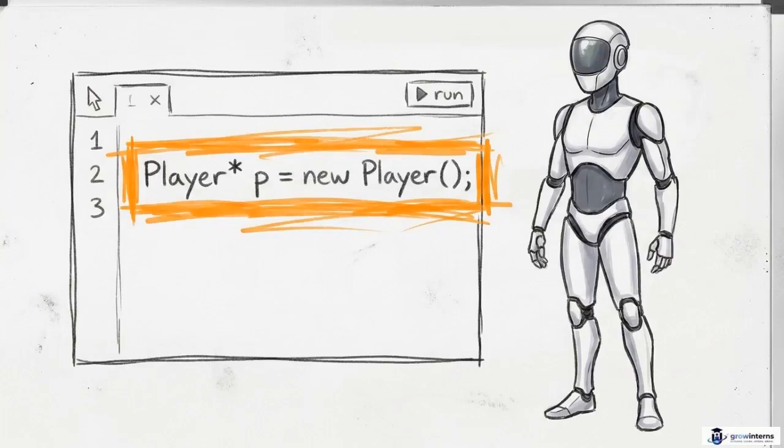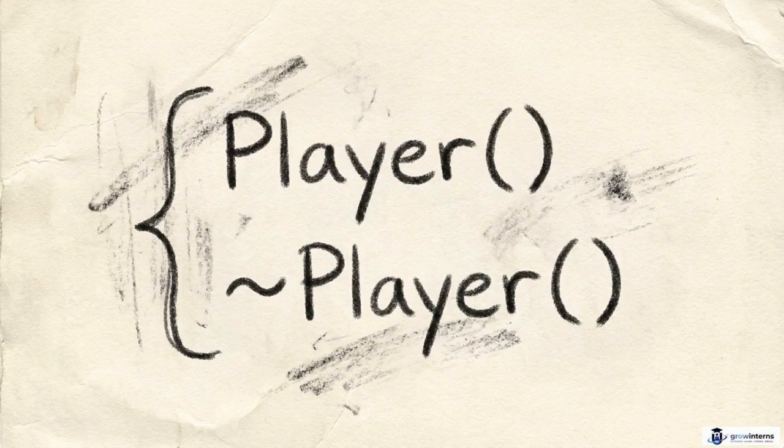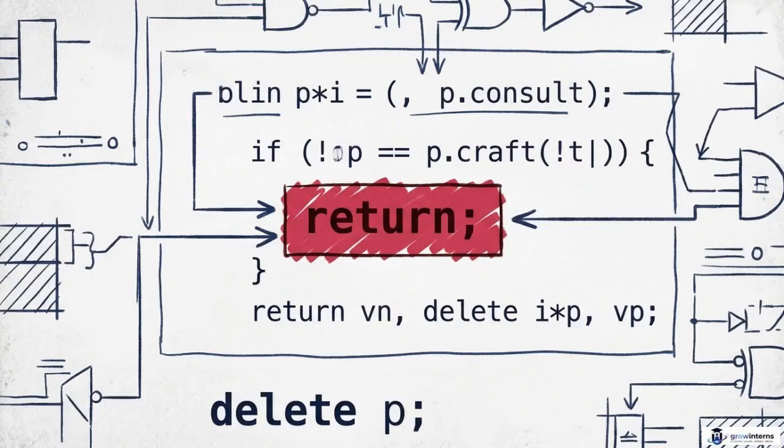To see how a leak happens, we will look at a legacy C++ script. Here, we instantiate a player object using a raw pointer. Notice we have a constructor to build the object and a destructor to tear it down. Next, we'll simulate a common mistake by injecting an early return statement right into the middle of the function, deliberately skipping past the delete command.